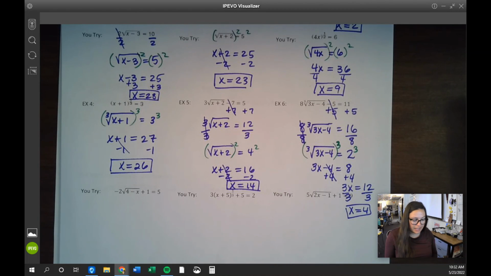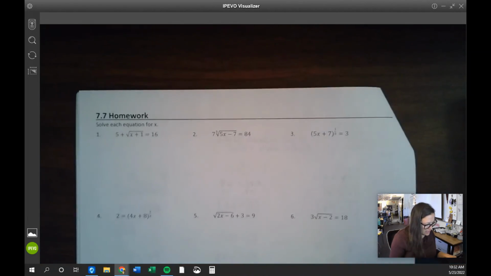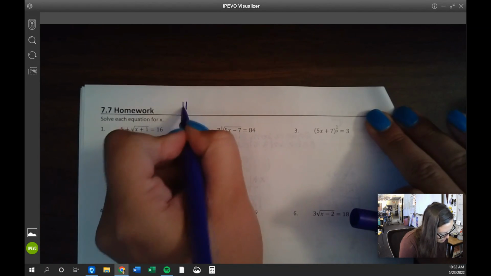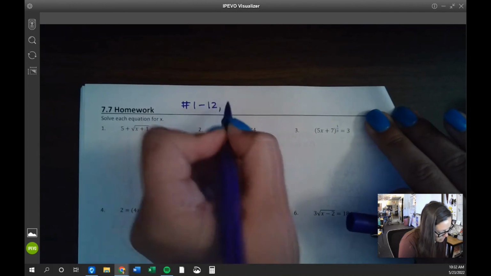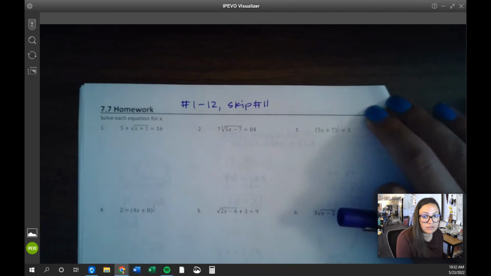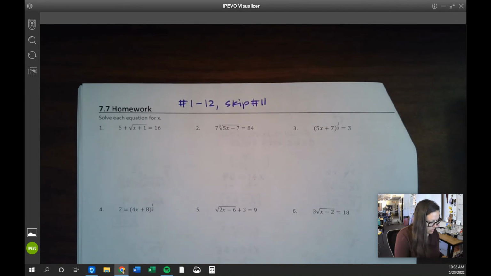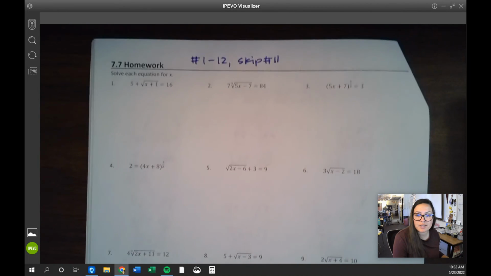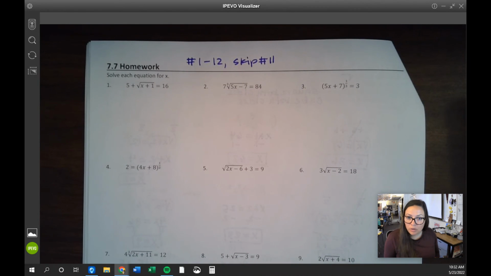Okay, so that is it for the notes. And what you are going to work on for homework is page 19. Okay, I'm going to have you do numbers 1 through 12, but you can skip number 11. So go ahead and cross off number 11, but the rest of the problems on this page are your homework, and they are due tomorrow.